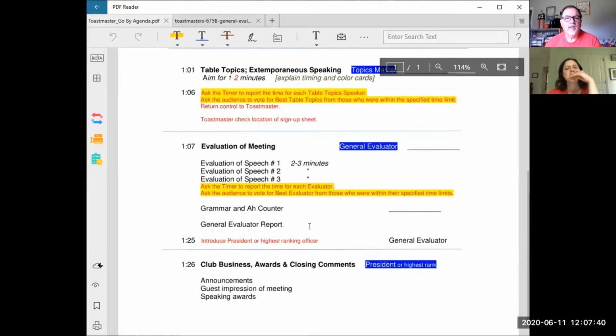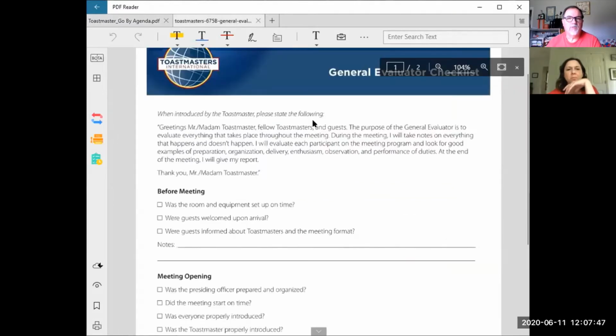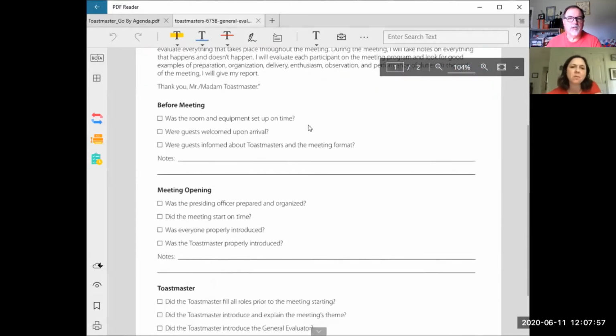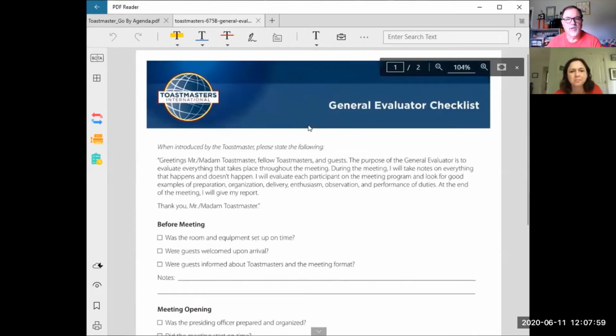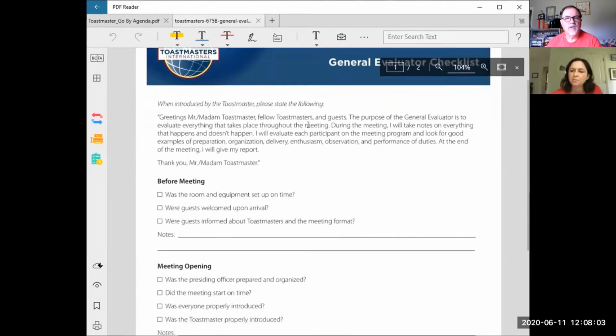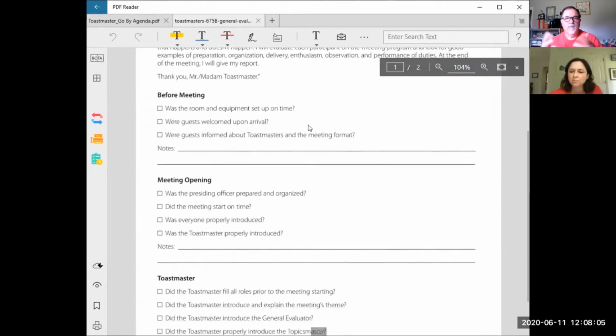So what does that look like then? What should be part of the general evaluator's report? That's what you find when you go to Free Toast and link to Toastmasters, you go to the general evaluator, and they've got this checklist. Every Toastmasters club's general evaluator will basically follow this kind of script to evaluate the meeting.